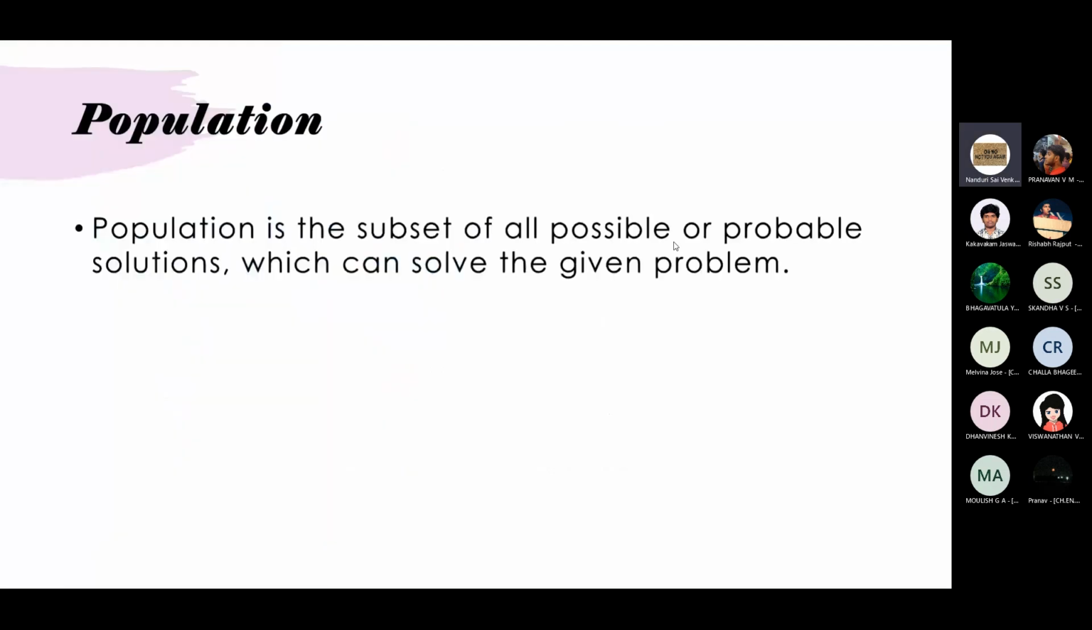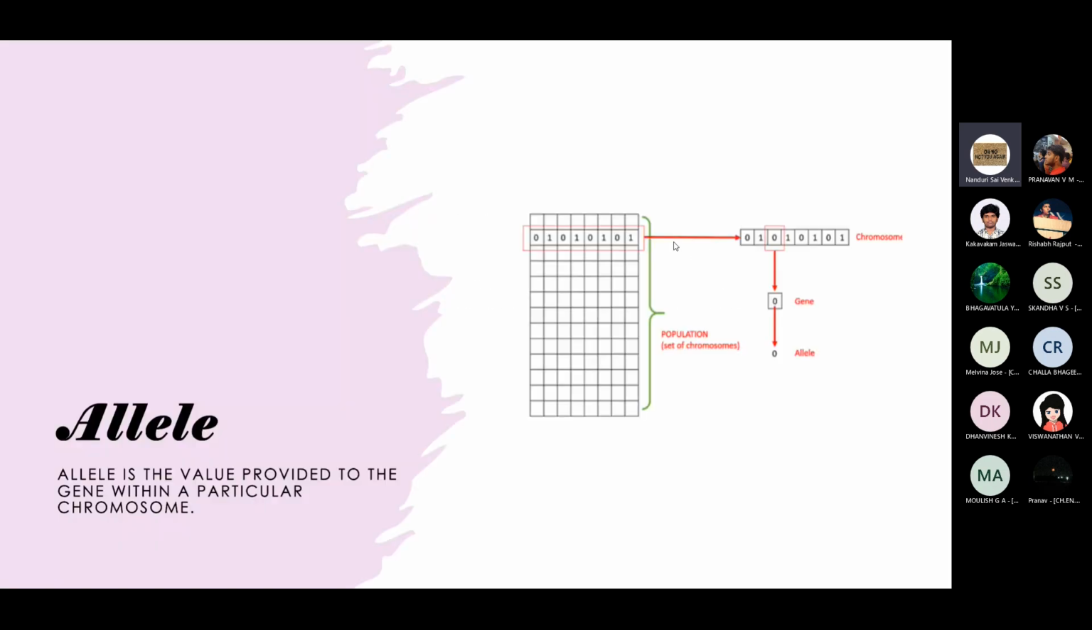Population is a subset of all possible or probable solutions which you can use to solve a given problem. There will be a given problem which you need to optimize, so the set of all the possible solutions for that problem is the population. One list in it is a chromosome, and one part of the chromosome is a gene, and the value of the gene is called an allele.